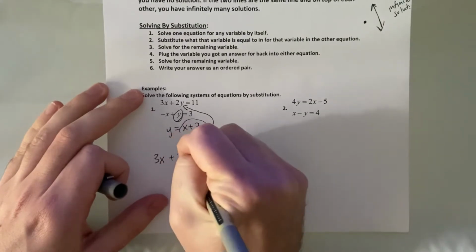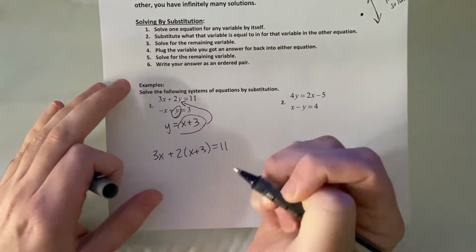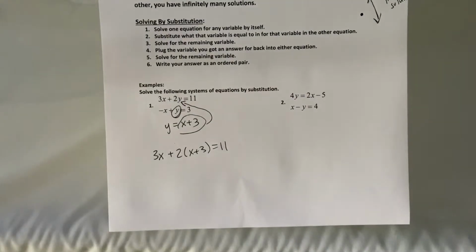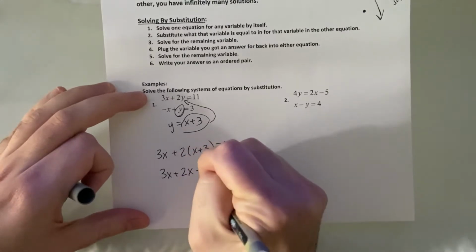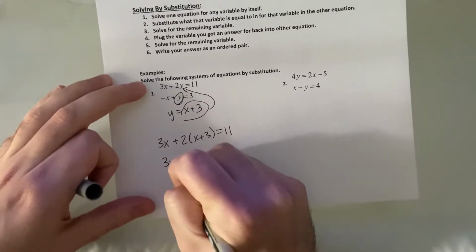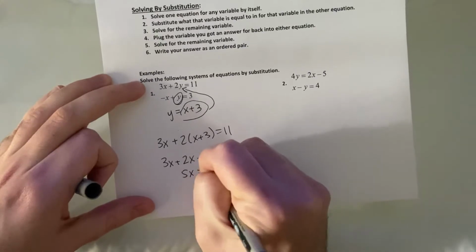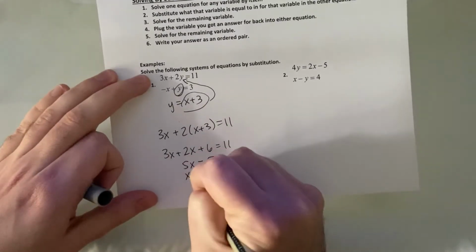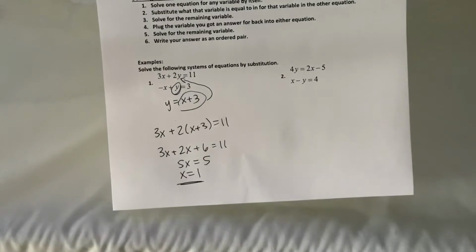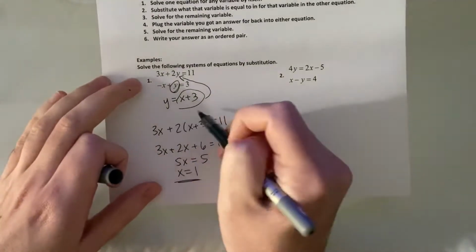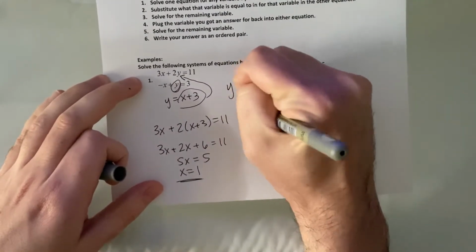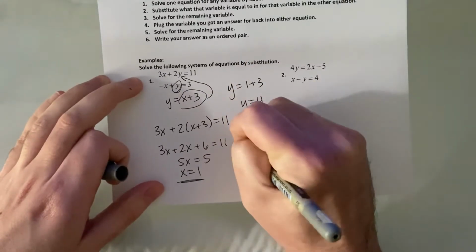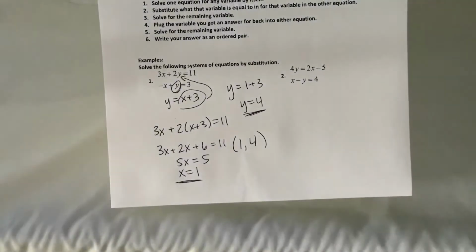3x plus 2 times x plus 3 is 11. From here we solve for x. Once we have x, we can plug back in for y. Don't forget to distribute. 3x plus 2x plus 6 equals 11. That's 5x, subtract the 6 over, equals 5. So x is 1. So again, this is an ordered pair. It's a coordinate point in the 2-dimensional plane, so I need the y that goes with it. We already have a function solved for y, so y equals 1 plus 3, which is 4. So we have the point 1, 4 is a solution of the system of equations.